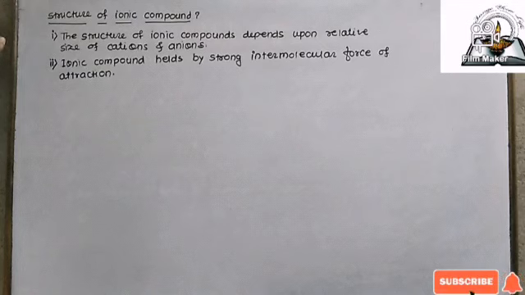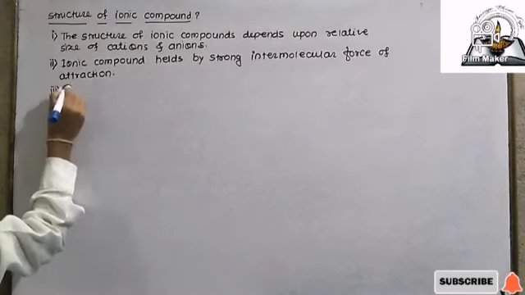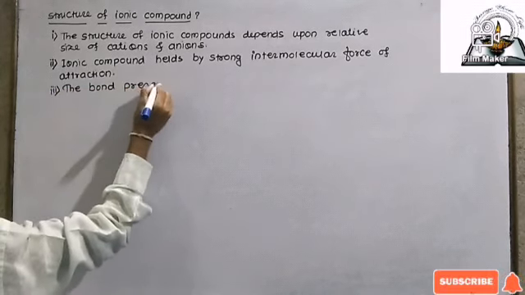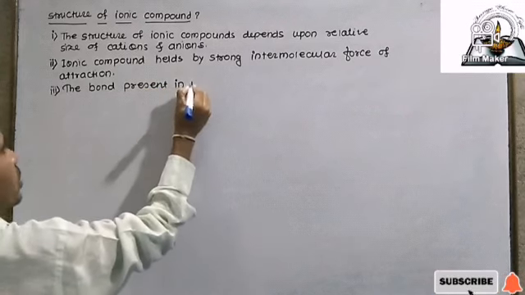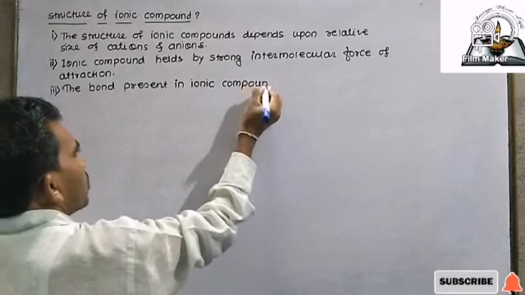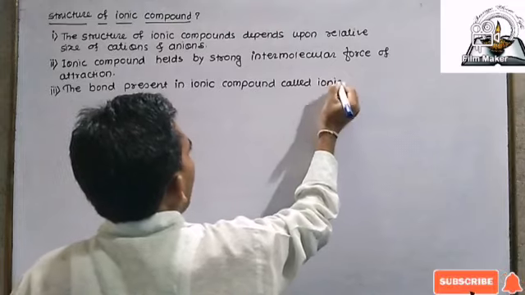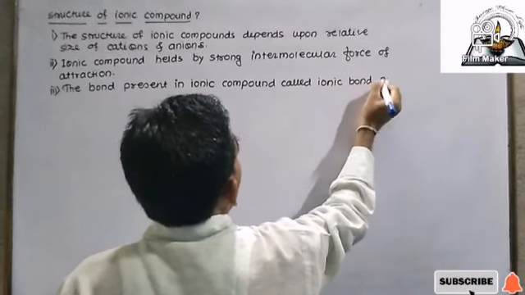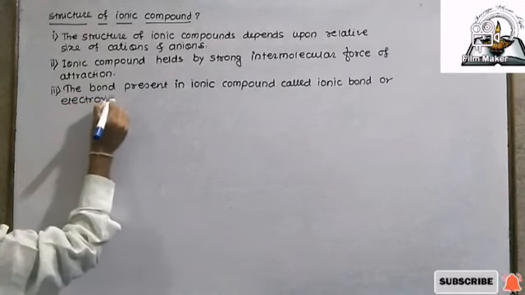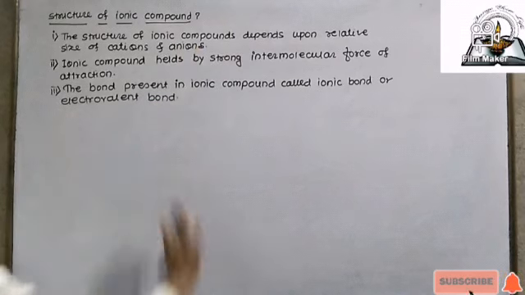ऑल्सो कॉल्ड एज द इलेक्ट्रोव्हॅलंट बॉन्ड और आयनिक बॉन्ड. सो वी कॅन राइट द बॉन्ड प्रेझेंट बिटवीन द bonds present in ionic compound called ionic bond, ionic bond or electrovalent bond. So those compound formed by the oppositely charged.